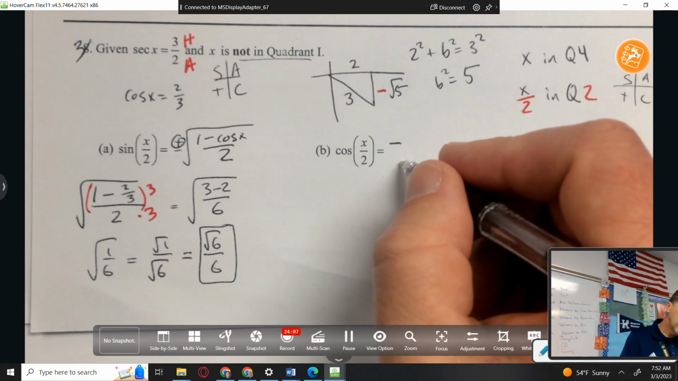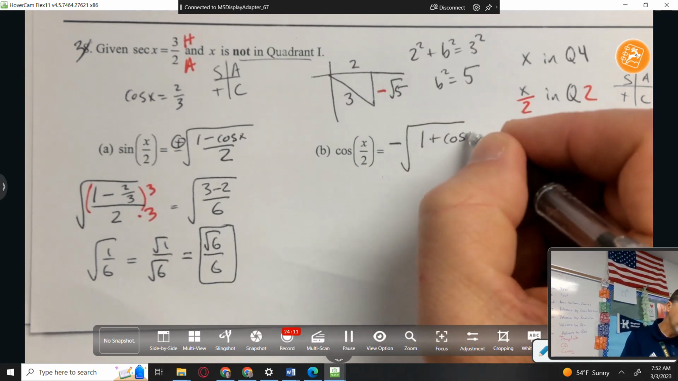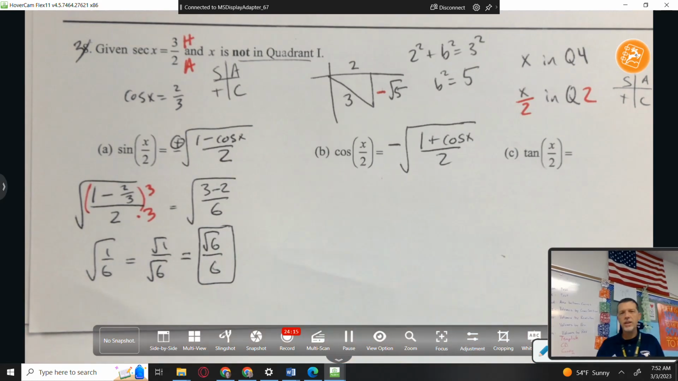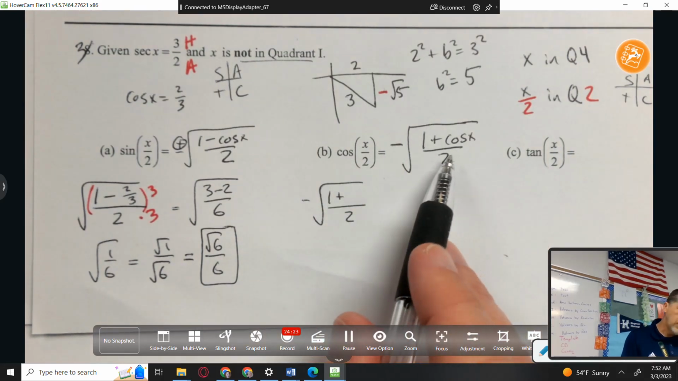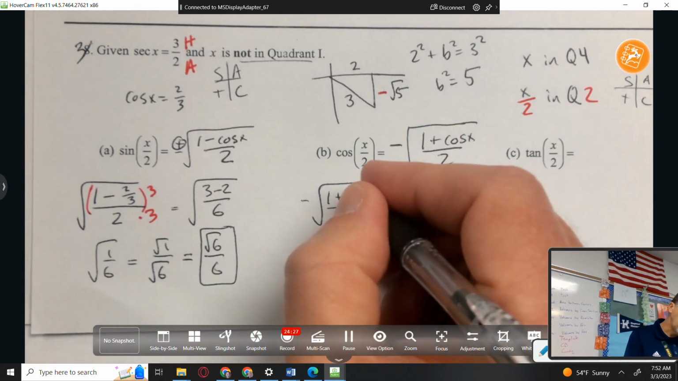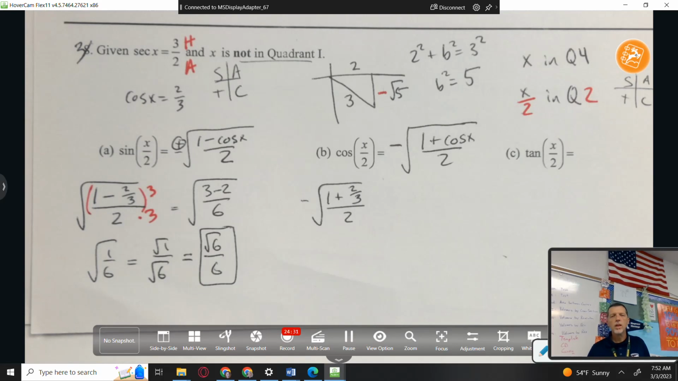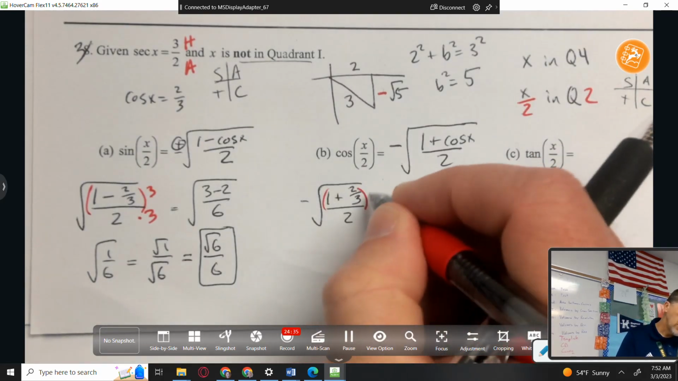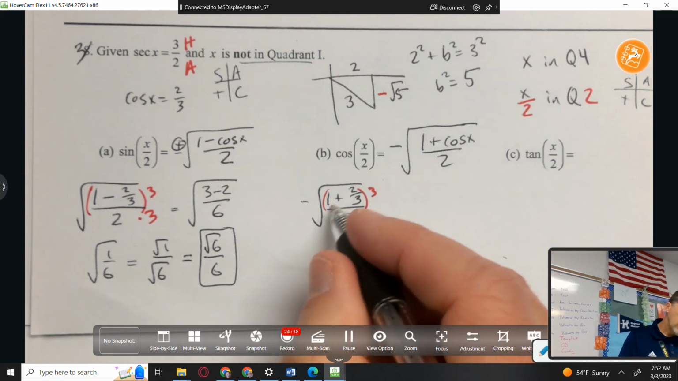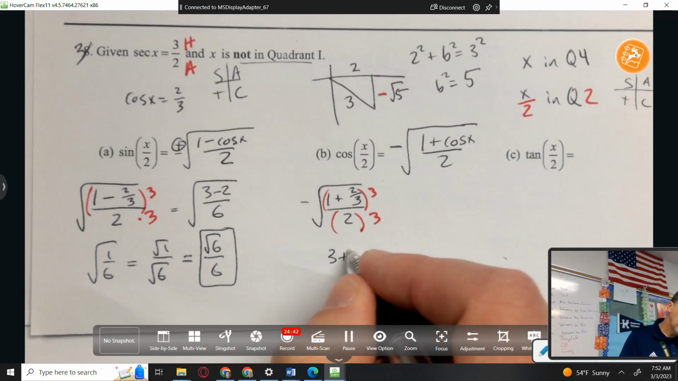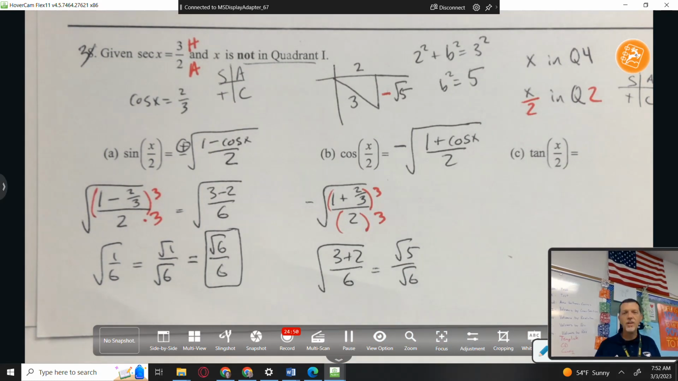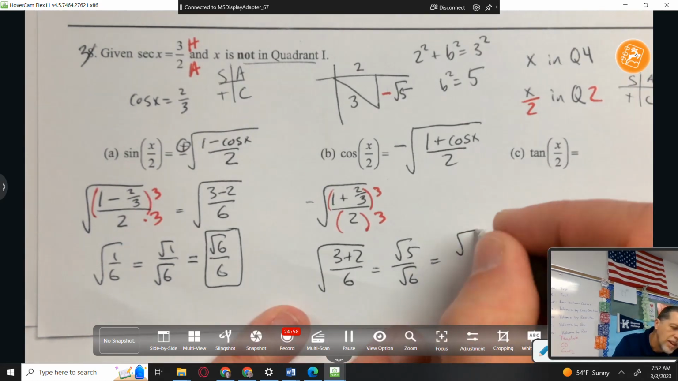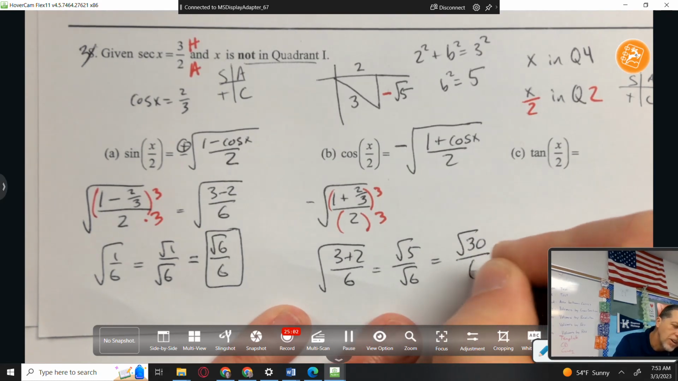Cosine of x over 2 is the square root of (1 plus cosine of x) over 2. I already picked out the negative, so I know my answer is going to be negative. Cosine is 2/3, it's always been 2/3 for this problem. So multiply by 3 to clear the fractions. 3 plus 2 over 6, so 5 over 6. Uh-oh. I've made a small mistake. Multiply top and bottom by square root of 6. So square root of 30 over 6.